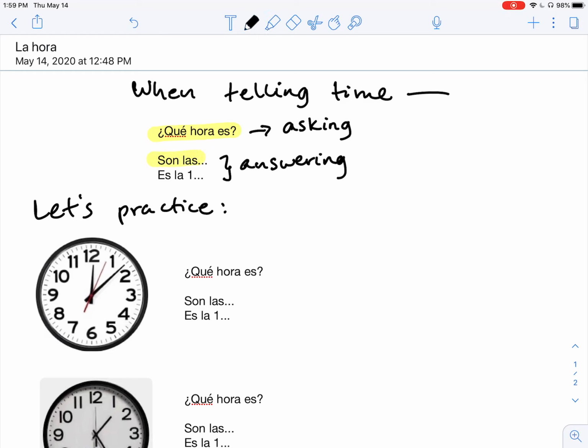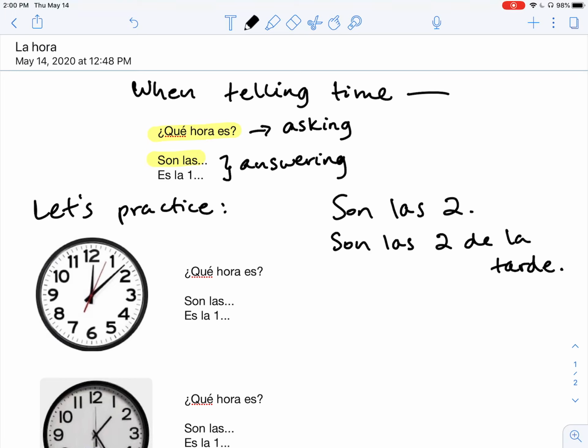Let's take a look. So it is 2 o'clock, son las dos. If you want to take it a step further, son las dos de la tarde. It's 2 in the afternoon. Son las dos de la tarde. So son las dos.